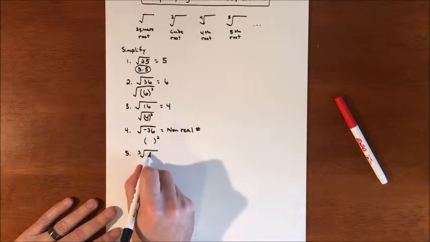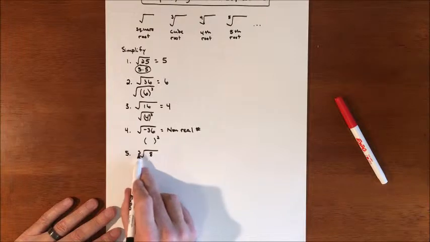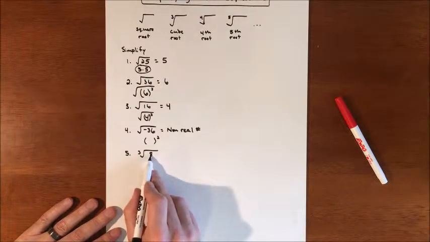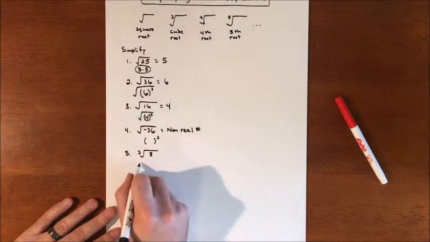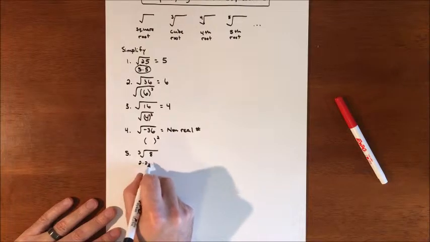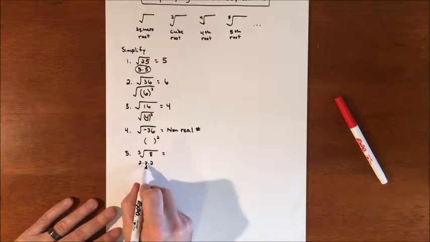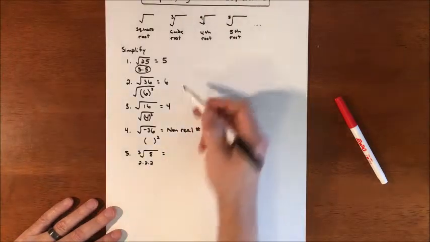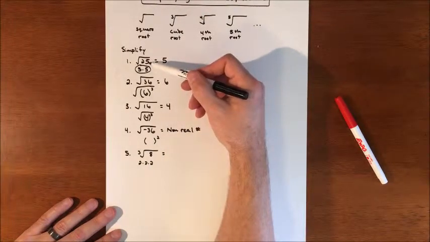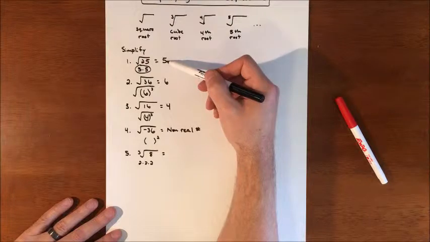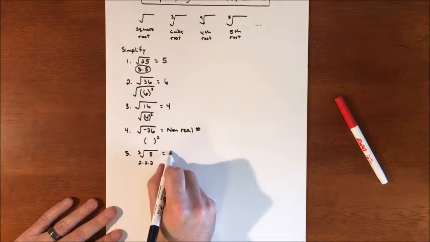root an 8, you're looking at 3 of the exact same number that's going to get you an 8. So you can think of it as, well, 2 times 2 times 2. So 2 times 2 times 2, that's 3 of the exact same number, just like up here it was 5 times 5, gets you your 25, so it square roots to 5. This will cube root to 2.